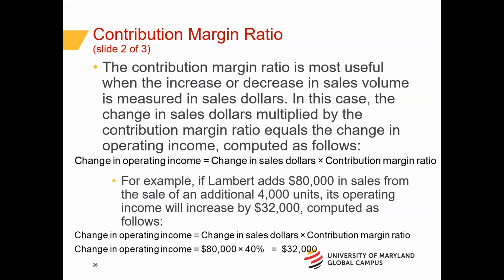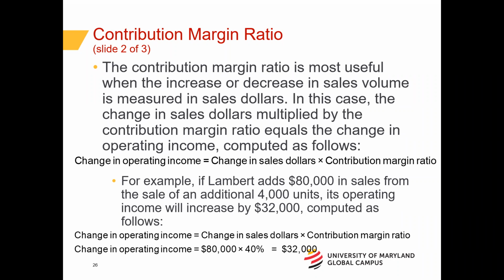Very, very helpful. This helps us to measure the volume in sales dollars. The change in sales dollars multiplied by the contribution margin ratio equals the change in operating income. So this contribution margin ratio will also help me to find the change in operating income. Because as you know, over time, our operating income changes on a regular basis. Hopefully, as long as the business is doing well. Even if it's not doing well, it'll still change, right?